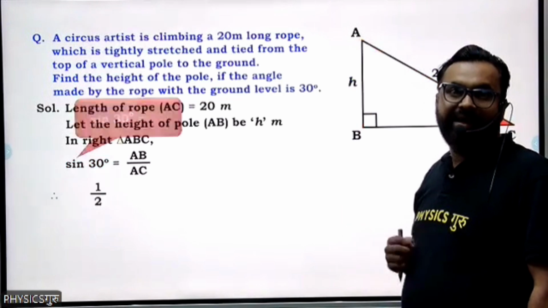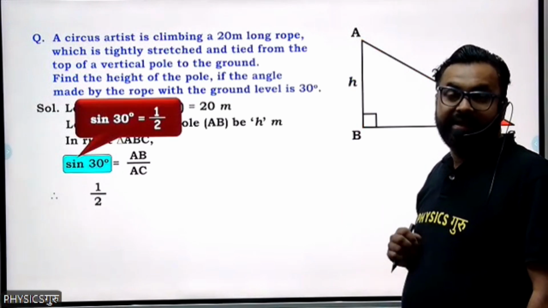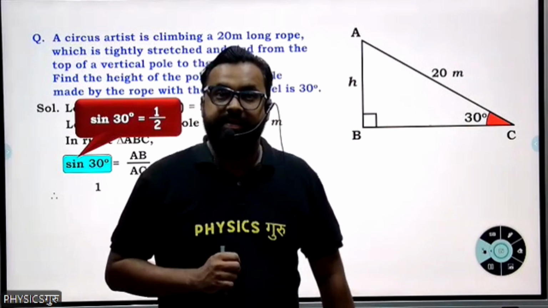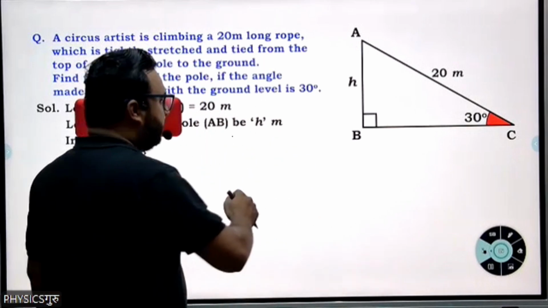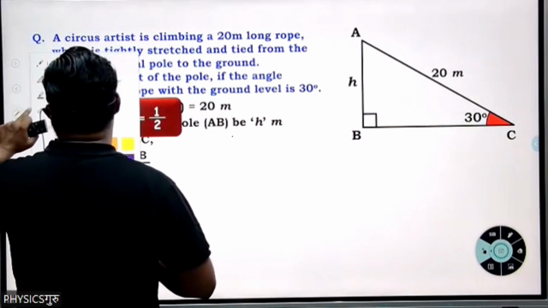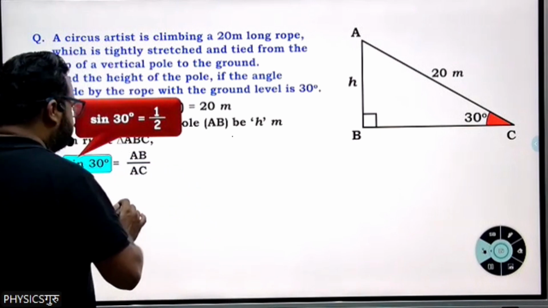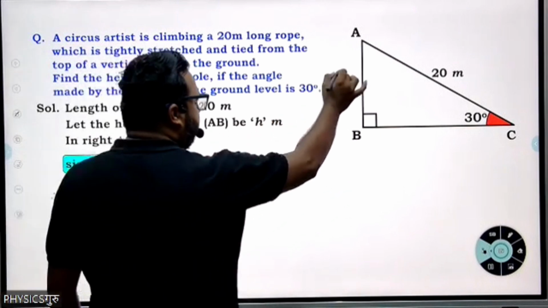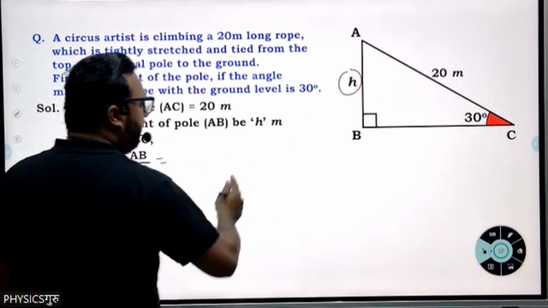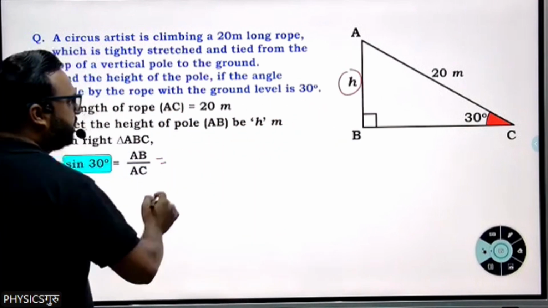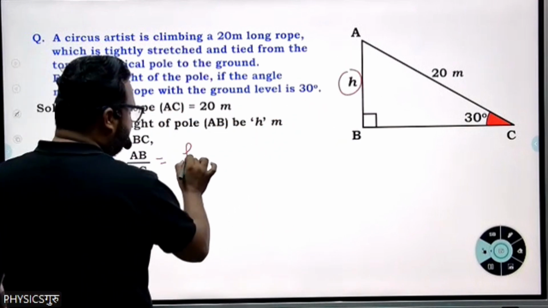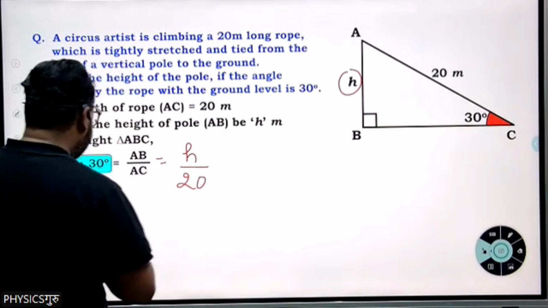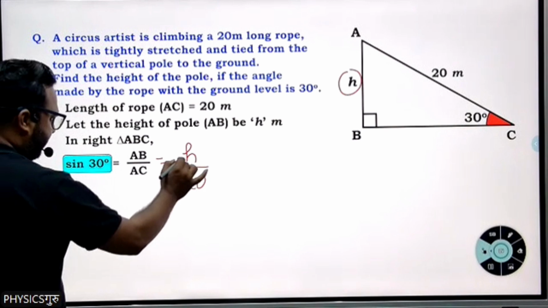So basically, we apply sine theta. So what is sine theta? That is perpendicular over hypotenuse. So sine 30 degrees is equal to perpendicular over hypotenuse. So perpendicular is basically AB and hypotenuse is AC. So what is the value of AB? AB is H and AC is 20. Now we need to find the value of H.